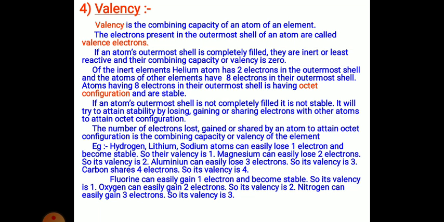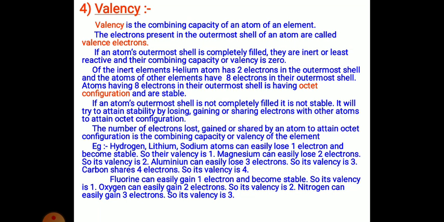If an atom's outermost shell is completely filled, it is inert or least reactive, and its combining capacity or valency is 0. Students, if you look at the valence electrons in sodium, I have just explained the previous example. Sodium has 1 electron in its outermost shell, so the valence electrons are 1. And the elements which are inert or least reactive have combining capacity or valency 0.